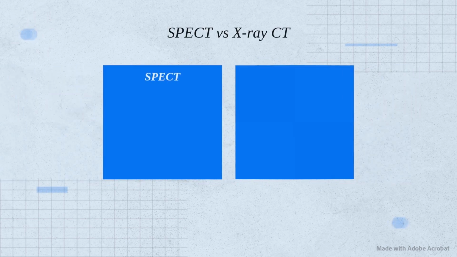Comparing SPECT and X-ray CT helps us understand their similarities and differences, especially in how they reconstruct images and what they measure. For detector type, SPECT uses a planar gamma camera, while X-ray CT relies on an X-ray detector. This difference shapes how each system captures data.